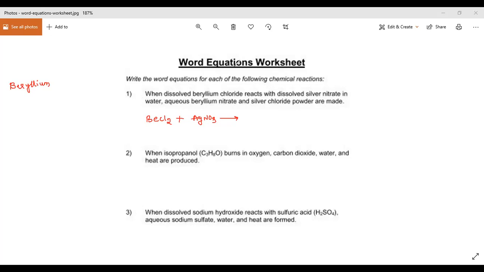Okay, next one. Aqueous beryllium nitrate. Beryllium nitrate formula: Be(NO3) taken twice. Beryllium will show +2, and nitrate is -1, so the numbers exchange. That's all. If you write Be(NO3)2 now, full marks. So Be(NO3) taken twice.